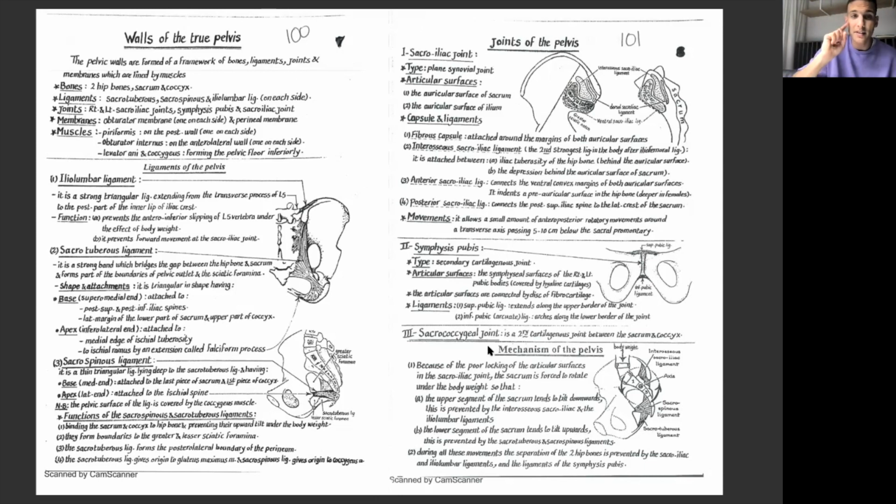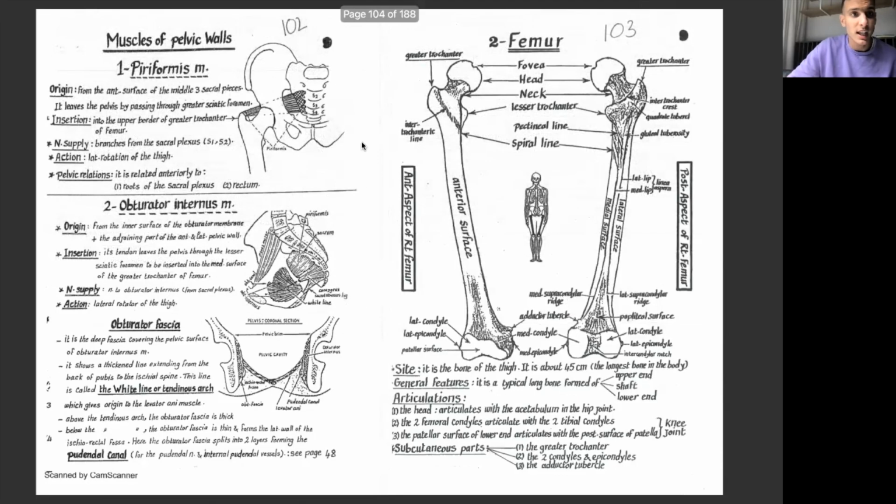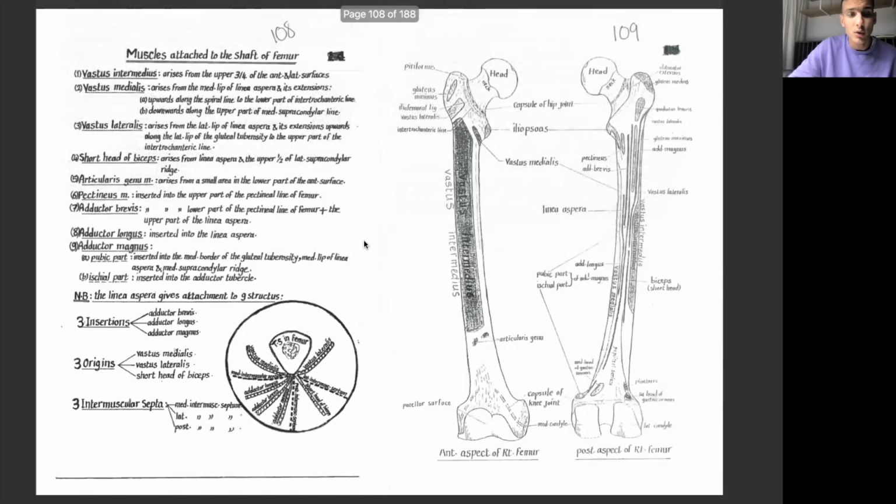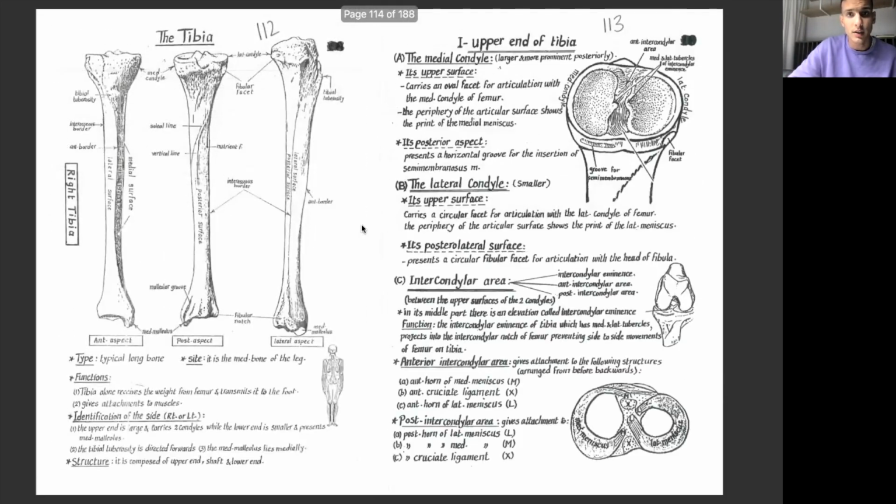Sacrococcygeal joint between the sacrum and the coccyx. It is a secondary cartilaginous joint between the sacrum and the coccyx. Okay, boom, done. That's the pelvis. That's the pelvic girdle. Now we're going to talk about the joints of the lower limb. Quickly.